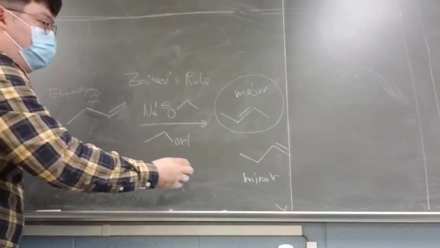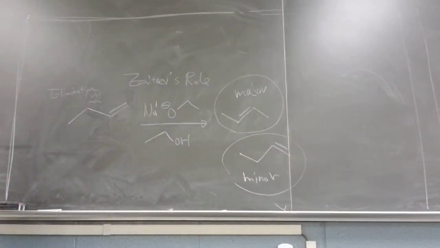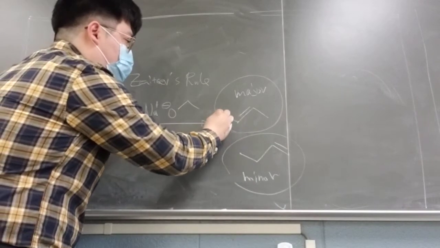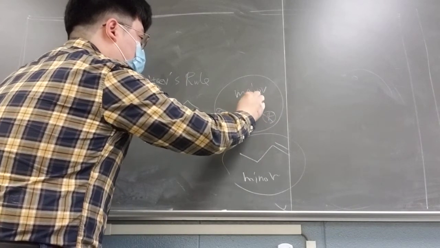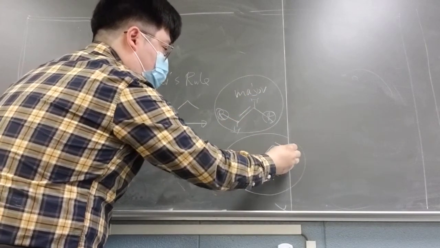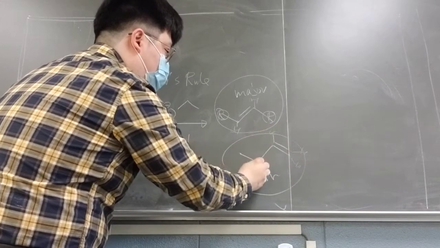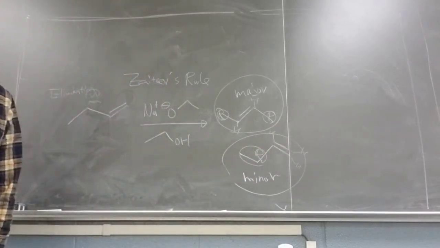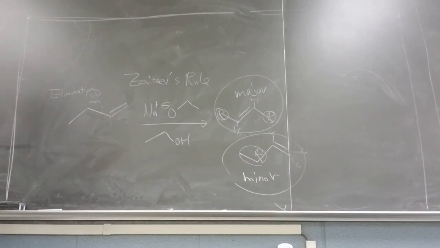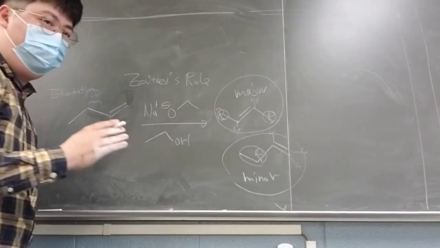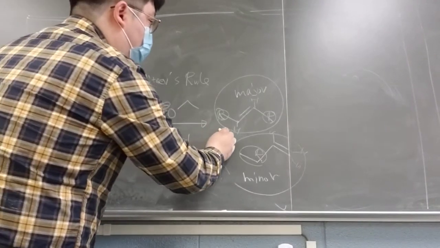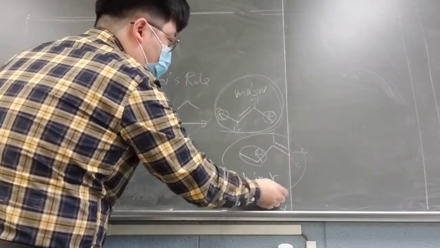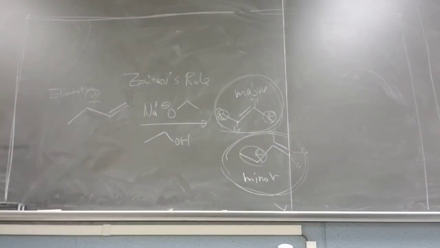So you have two possible scenarios, but this will be major because it is more substituted. If you look at this one here, it's R, hydrogen, hydrogen, and this is hydrogen, hydrogen, hydrogen, and just one R. As you remember from the previous chapter, if the double bond is more substituted with R groups, it will be more stable. So this compound is your major product, and the other is the minor product because it's less stable, being less substituted on the double bond.